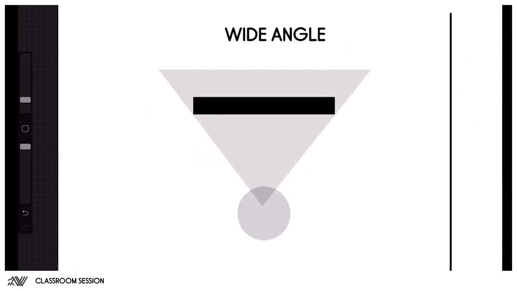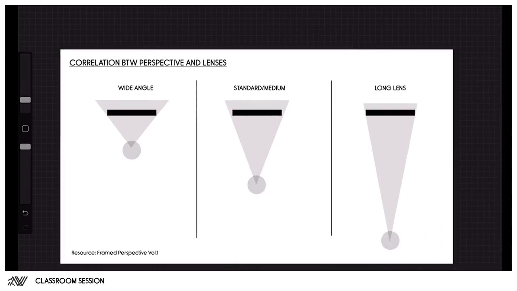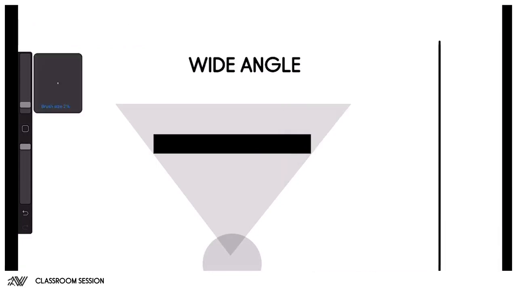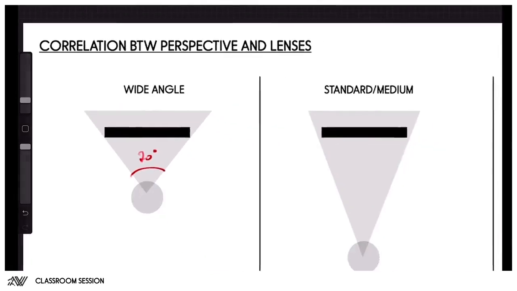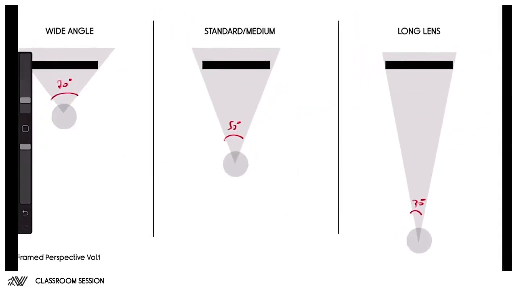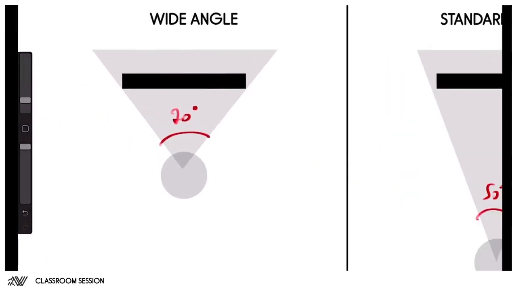So with a wide-angle lens, if the circle is the viewer or the camera, the black bar is the subject, and the triangle is our field of view, this is basically how all of those lenses behave. And we call it a wide angle because the field of view is maybe like 70 degrees, much higher than the standard lens or the long lens, right? So our field of view becomes larger, and so it gives more information.